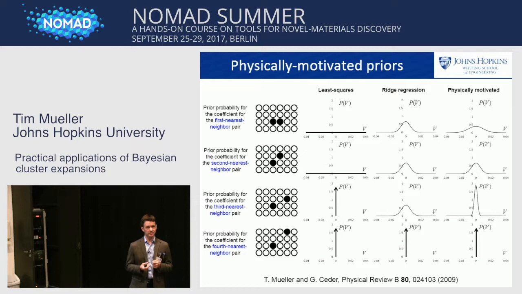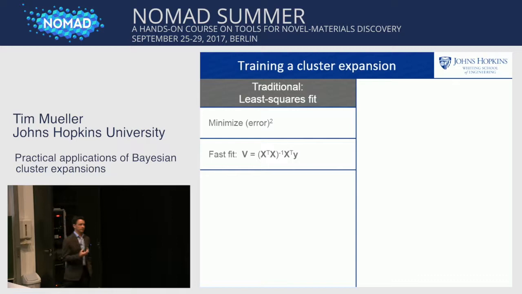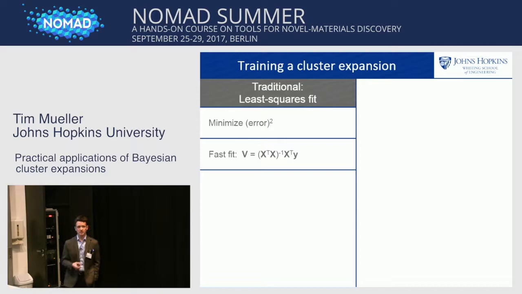So first, let's go through and compare the least squares fit. In a least squares fit, we're trying to minimize the squared error. And if you write out the math, you actually get this very nice, fast fit for the ECI. It's just linear algebra here. You have to invert this matrix. That's the most expensive part of the calculation. But really, given the size of the matrices we use for cluster expansions, this takes place in really no time on a modern computer. It's very fast.